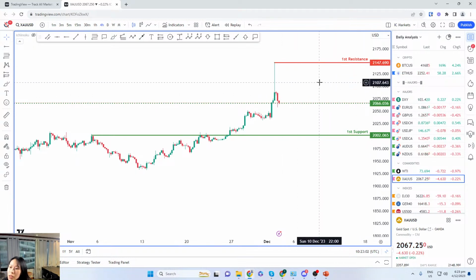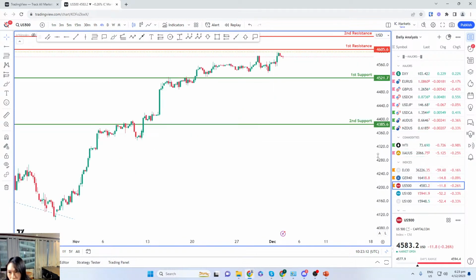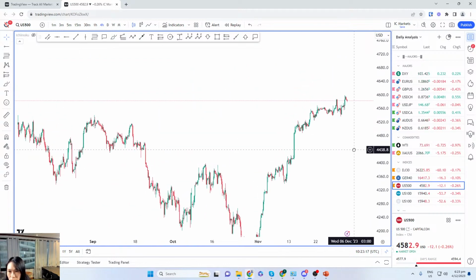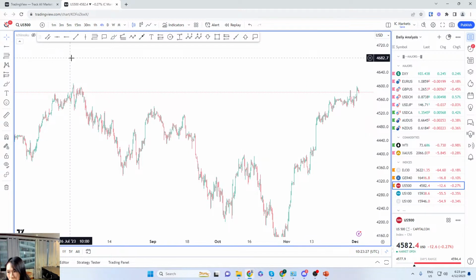Let's see if the price will bounce back up to the first resistance level. And we will do one index before we end this morning's webinar. Let's look at the US 500. So the US 500 is also at a very high price now. People are speculating, you know, the Fed won't be increasing the rates. So for this, US 500 has been doing really well.